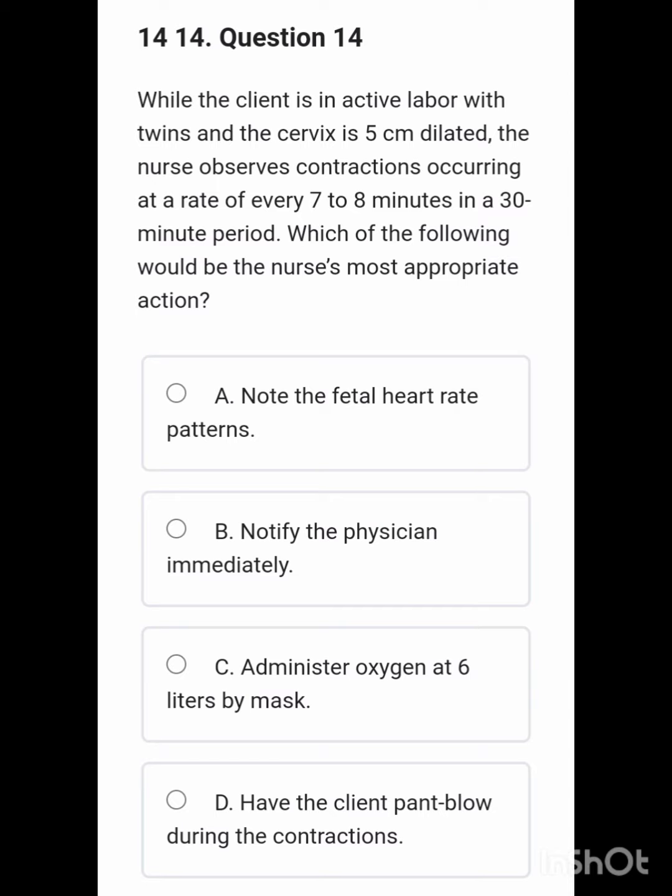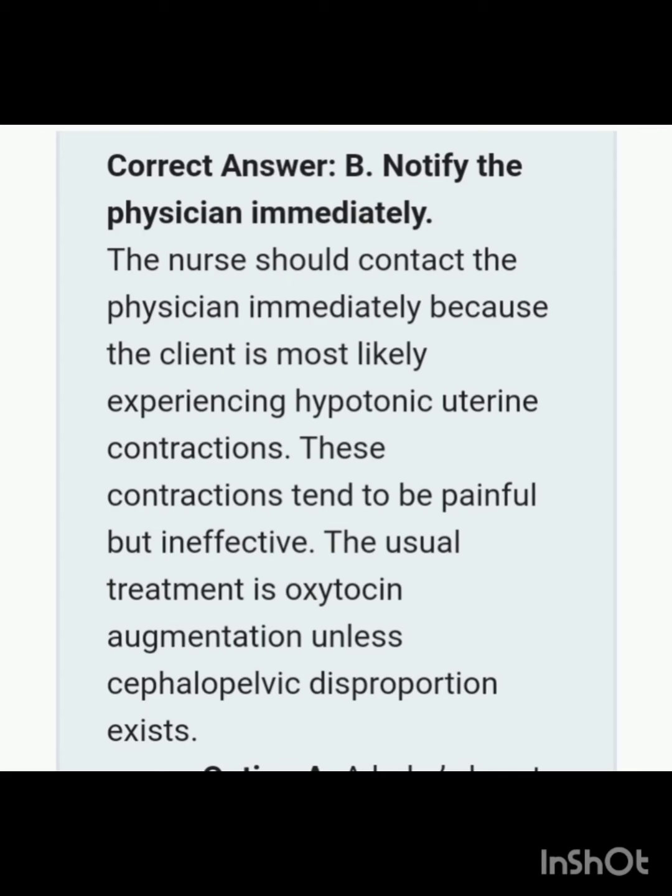Let us see the options here. Note the fetal heart rate and patterns. Notify the physician immediately. Administer oxygen at 6 liters by mask. Have the client push during the contractions. The answer is notify the physician immediately, because the client is most likely experiencing hypotonic uterine contractions. These contractions are not good enough to get the dilatation to 10 centimeters of the cervix. These contractions tend to be painful but ineffective.